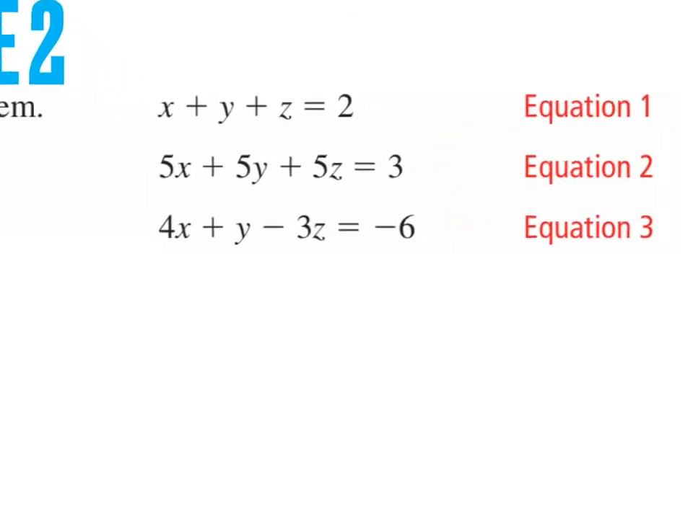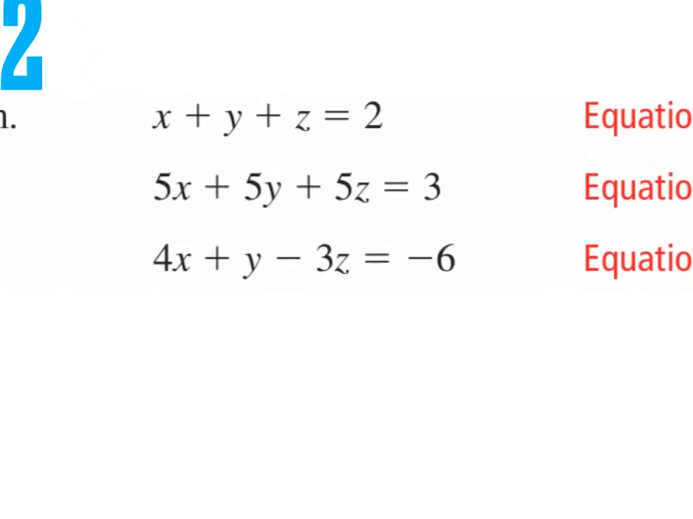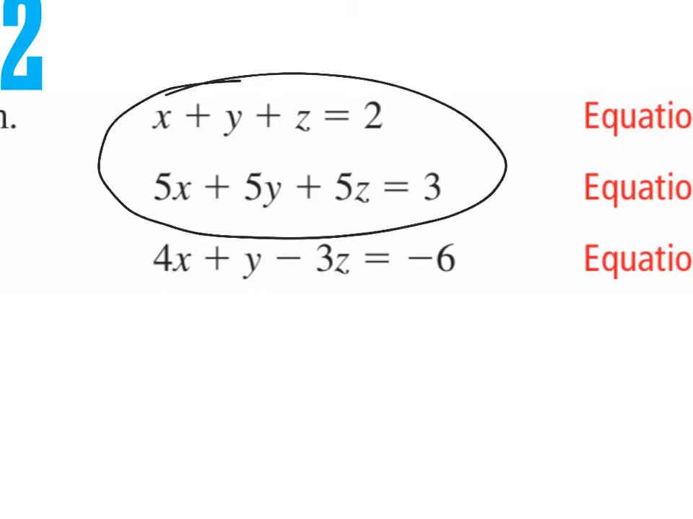Okay, example 2. So we just need to take 2 equations at a time and eliminate a variable. We can pick any of the 3 to do, so I just like to pick the top 2. And then we can pick x, y, or z to eliminate. Do you guys have any preferences? Which one do you want to eliminate?